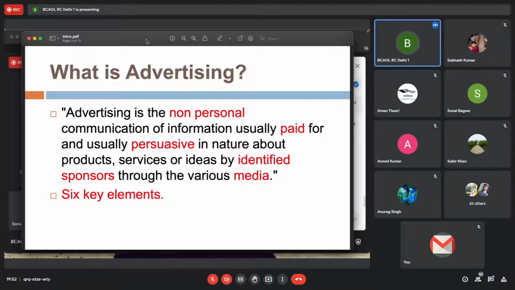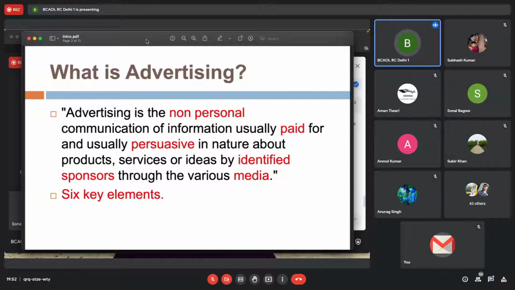Okay, so advertising is non-personal communication of information. Non-personal, but what do we mean by non-personal? It simply means that it is not directed at A, it is not directed at B, it is directed at everyone. No one is singling you out. If I see an advertisement of a toothbrush, toothpaste, or any car, it is not saying that this advertising is for Nithi, or this advertising is for Piyush. So advertising is non-personal.